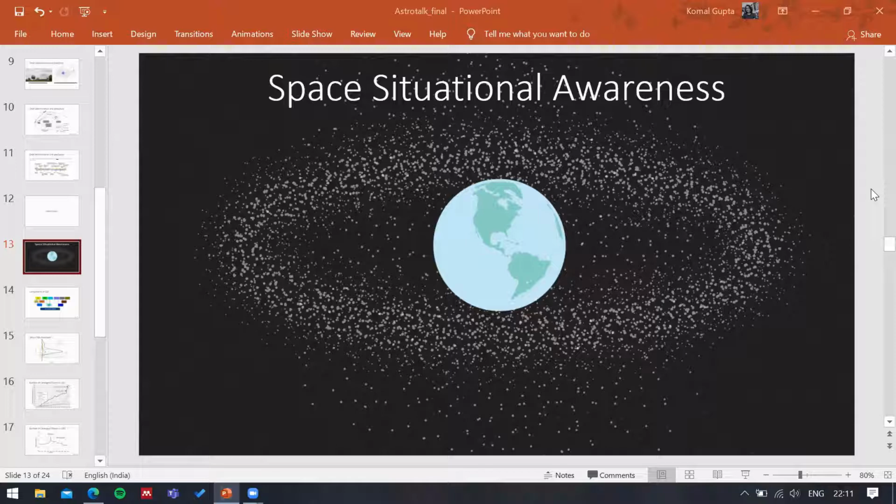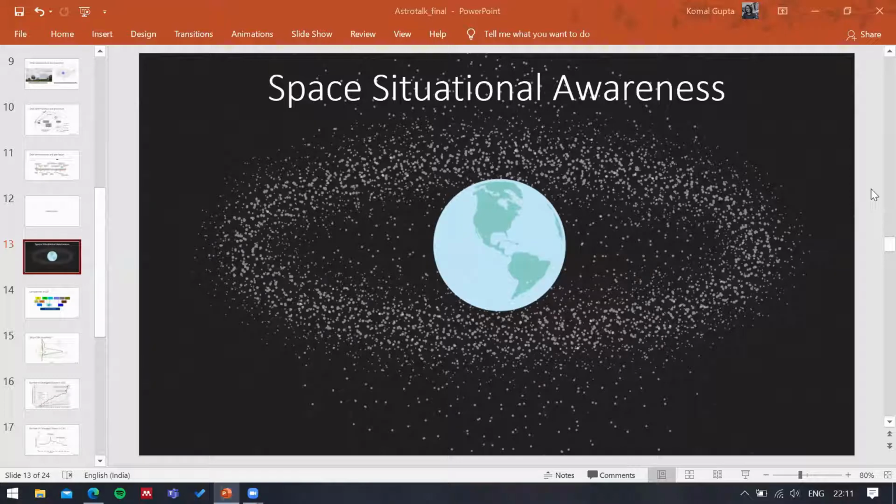And the goal of SSA is to detect, predict, assess, and mitigate the threat to life and property, both on ground and in space, due to natural or man-made orbital debris, as well as due to space weather. And by space weather, I mean solar wind, magnetosphere, ionosphere, thermosphere, anything that can affect spaceborne or ground-based infrastructure.